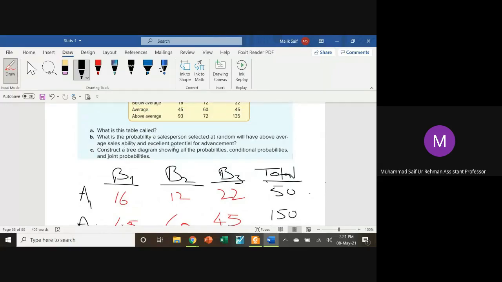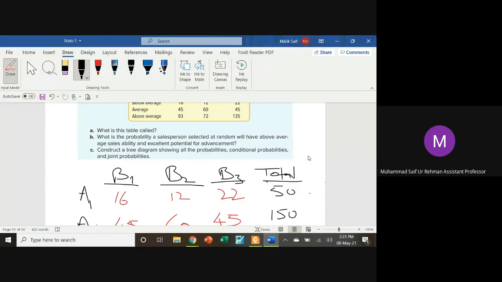What is the probability of a salesperson selected at random? So you are going to select one person out of 500 people that are there in the pool. There are a total of 500 salespersons, and you are randomly, or blindly, selecting one person. So what is the probability that this person will have above average sales ability and excellent potential for advancement?